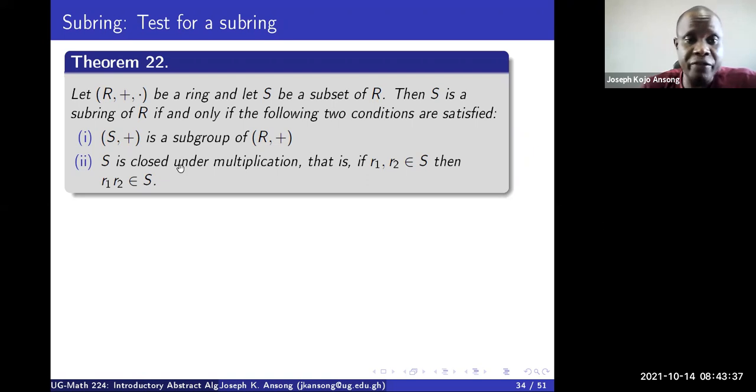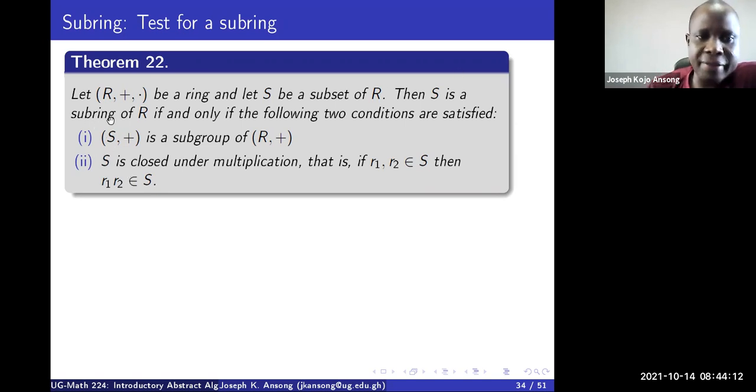So how do you prove that? Well, it's an if and only if statement here, right? So first you assume that S is a subring. It is a subset, this is given to us, and then we assume it's a subring, and if it's a subring, then we prove these two. And then conversely, we assume that these two conditions are satisfied, and then we prove that S is a subring, okay? So the first part is straightforward actually.